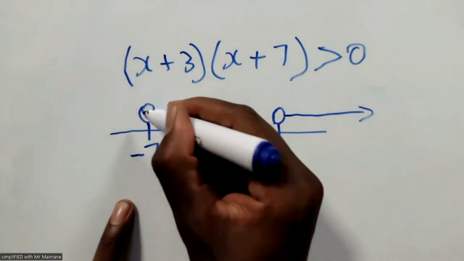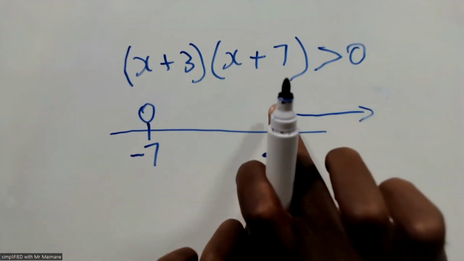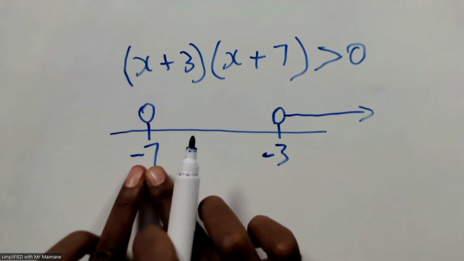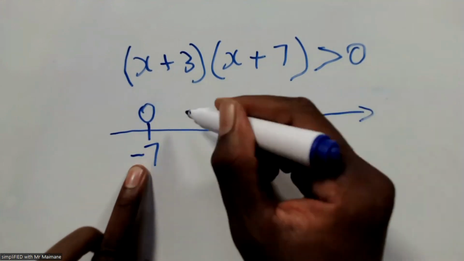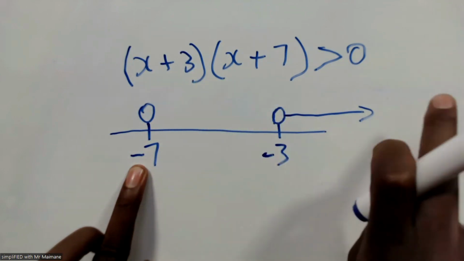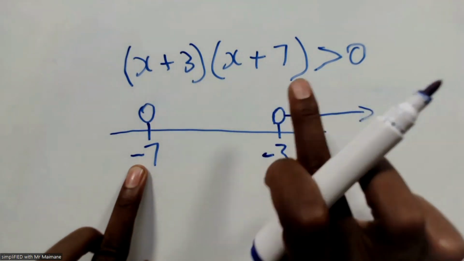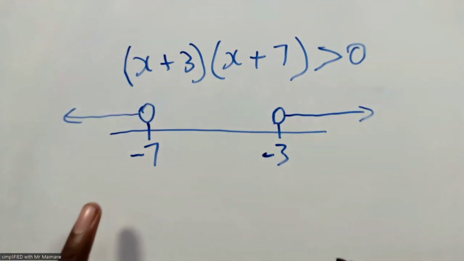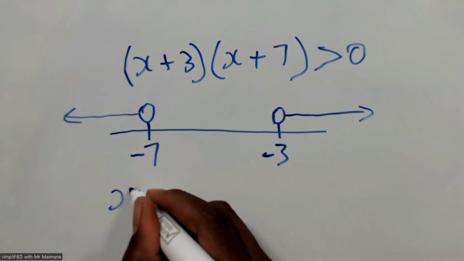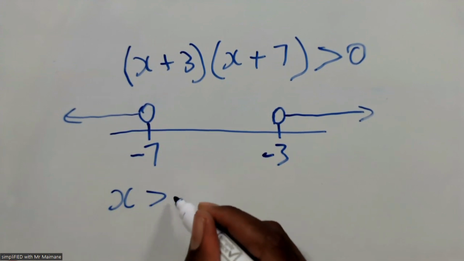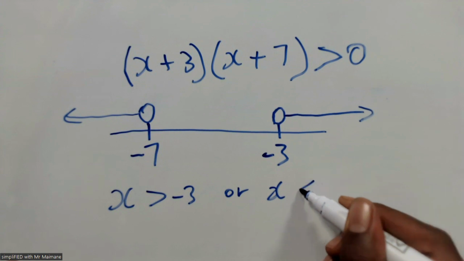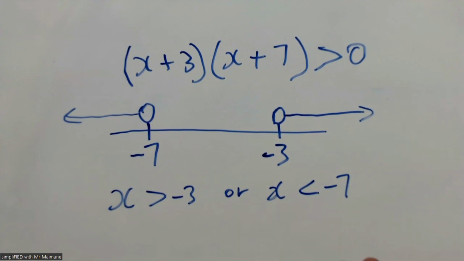And then also for this one, meaning minus 3 is not included, it just goes that way because there's no equal sign underneath. So for this one, it's going to be minus 7. Since the bigger one went the original direction of the sign, the smaller one will oppose the bigger one. Therefore, our solution here, we say x is greater than minus 3, or x is less than minus 7. That's the solution for this. This is how we get the solution.